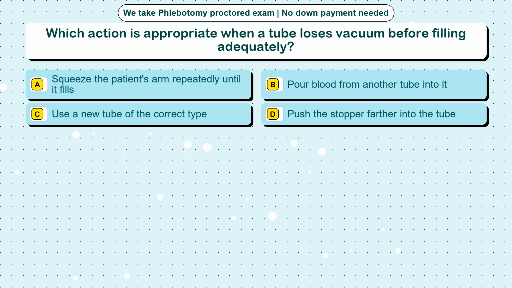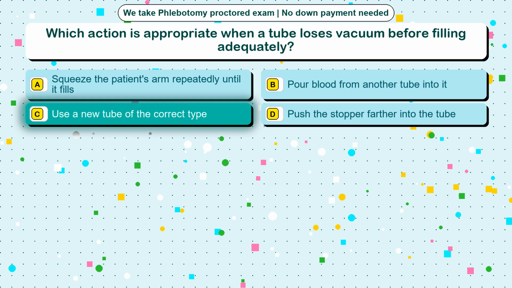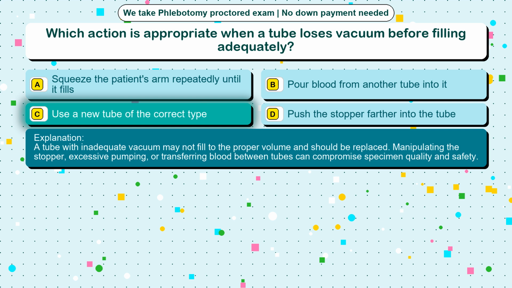Option D, push the stopper farther into the tube. The correct answer is option C. Use a new tube of the correct type. A tube with inadequate vacuum may not fill to the proper volume and should be replaced. Manipulating the stopper, excessive pumping, or transferring blood between tubes can compromise specimen quality and safety.